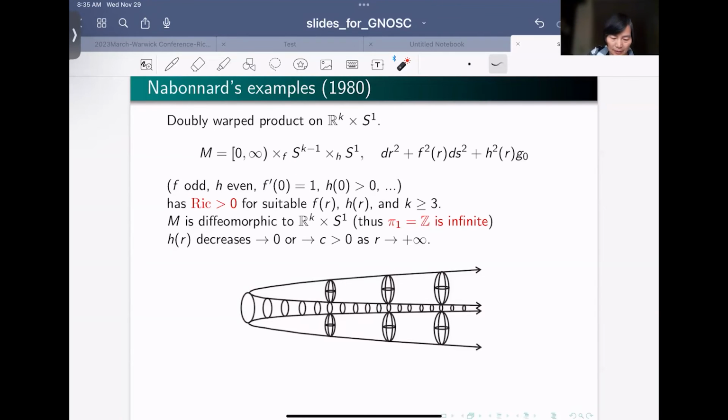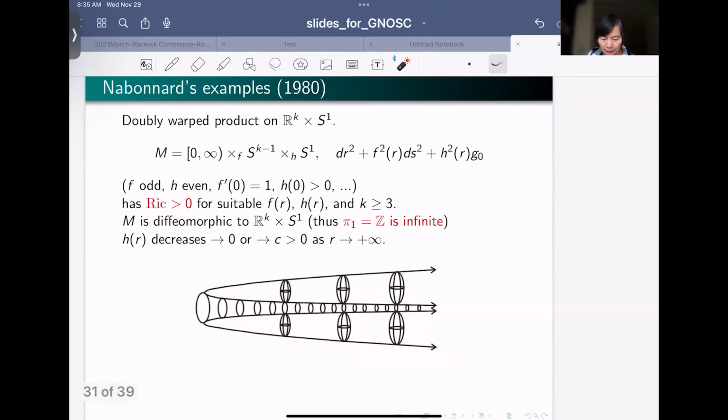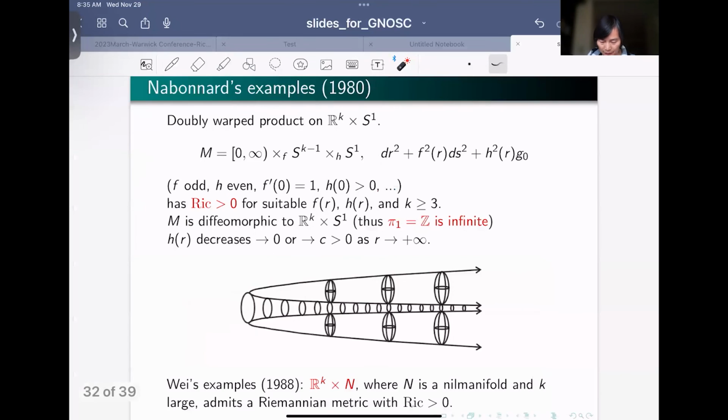So I say the F is, okay, I'll later on more specify. So F is going to infinity at a certain rate, and H is decreasing. Actually, H could be 0 or could be some constant. Okay, so once you compute it, that will make a positive Ricci curvature.